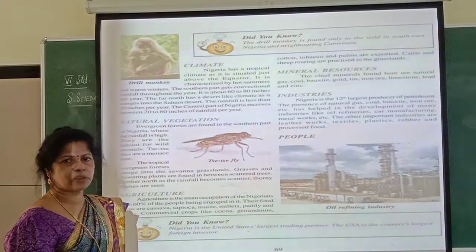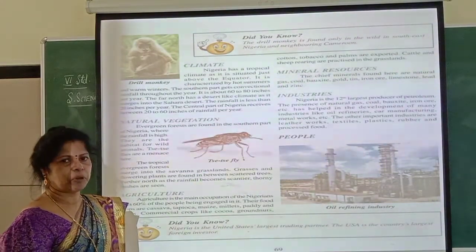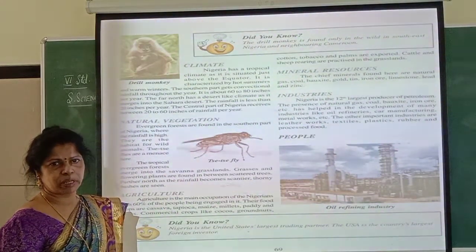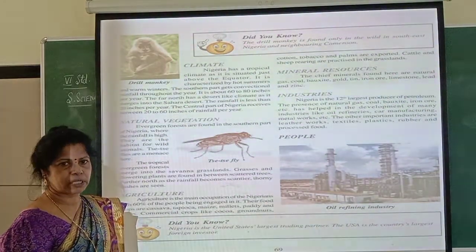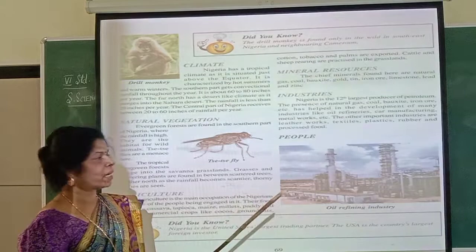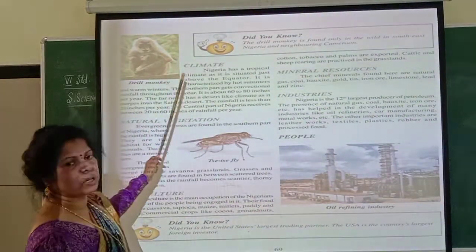Already in the previous class, you have learnt about Nigeria, isn't it? About the location and the area, dimension, everything. And that all comes to different places like north, south, east, and all those things. So now let us continue with that. We will see about the climate.